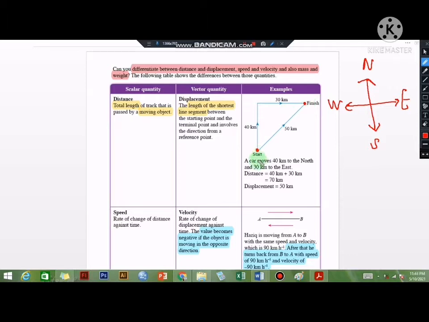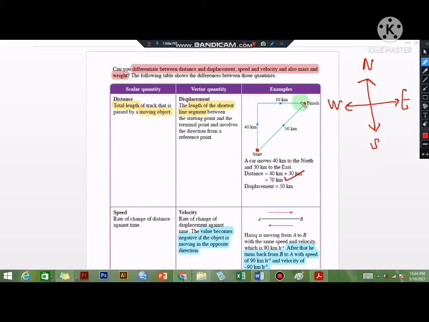Let's calculate the distance. 40 plus 30, so you will get the answer 70. This is the magnitude only. There is no direction for distance. Let's look at the displacement. Displacement is the length of the shortest line segment. Remember, the length of the shortest line segment.